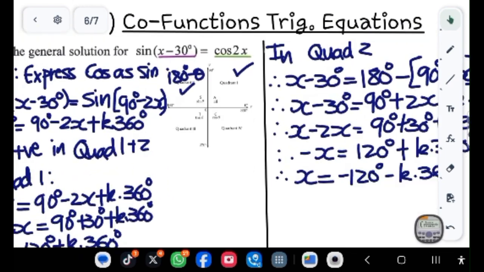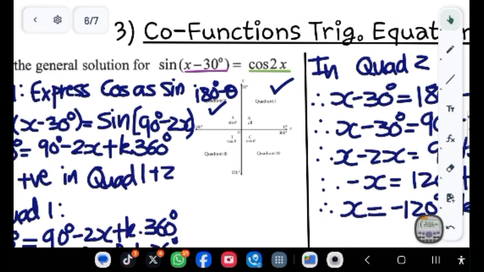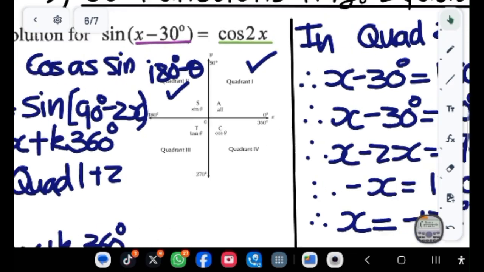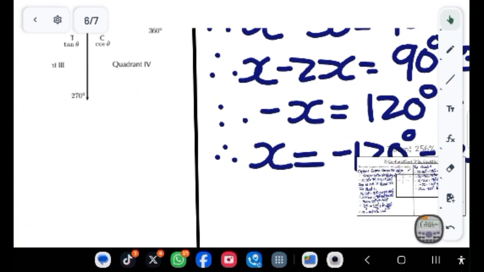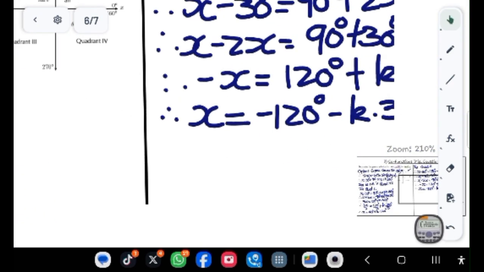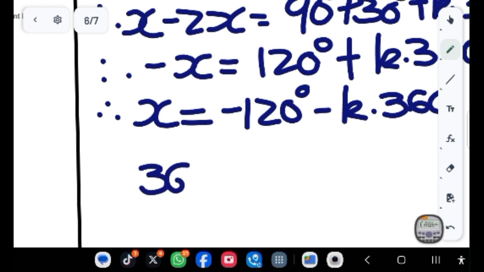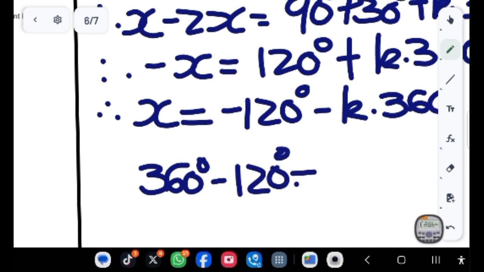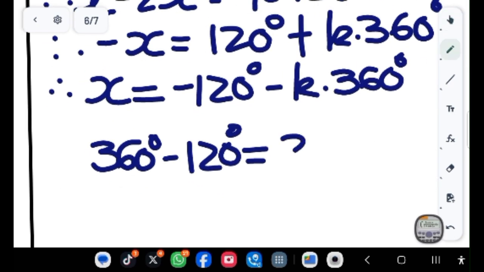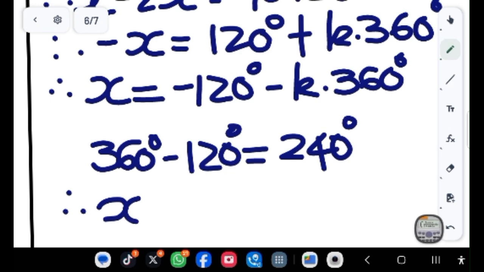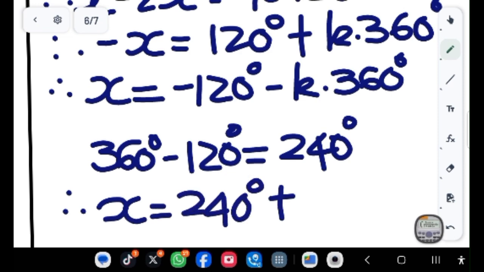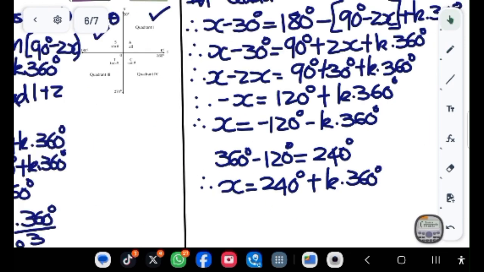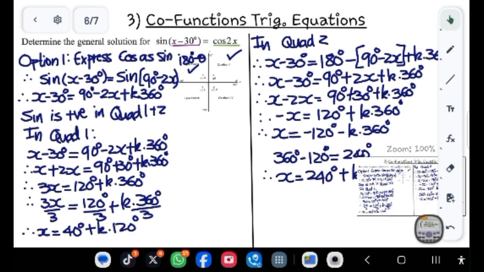Note that negative 120 degrees is the same as 360 minus 120 degrees, which gives us 240 degrees. Just keep that in mind. So yes, x can also be written as 240 degrees plus k times 360 degrees, with your k obviously being negative. That is option 1.